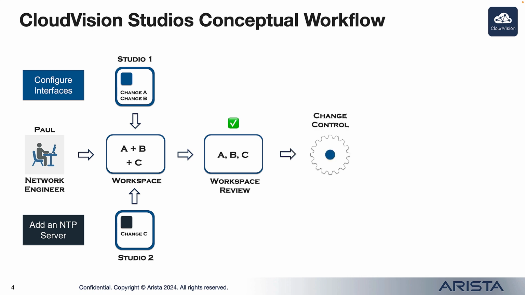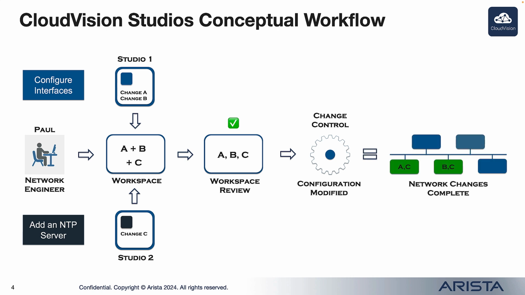At this point, a change control is created, and Paul has one more opportunity to review the modifications he plans to implement. He executes the change control, and all the configuration changes he staged are now pushed to the fabric. The network configuration is modified, and after the change control finishes, the network changes are complete.